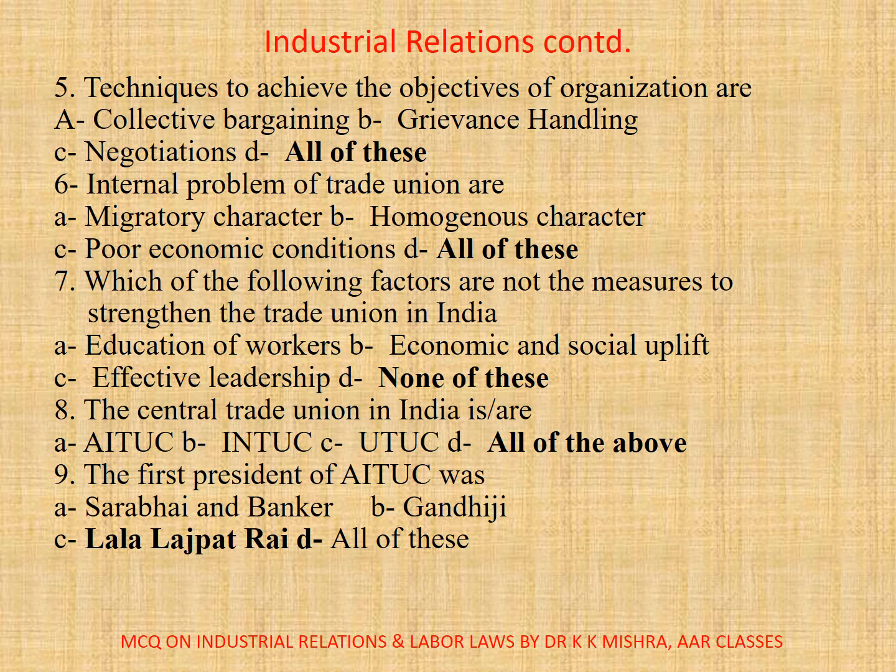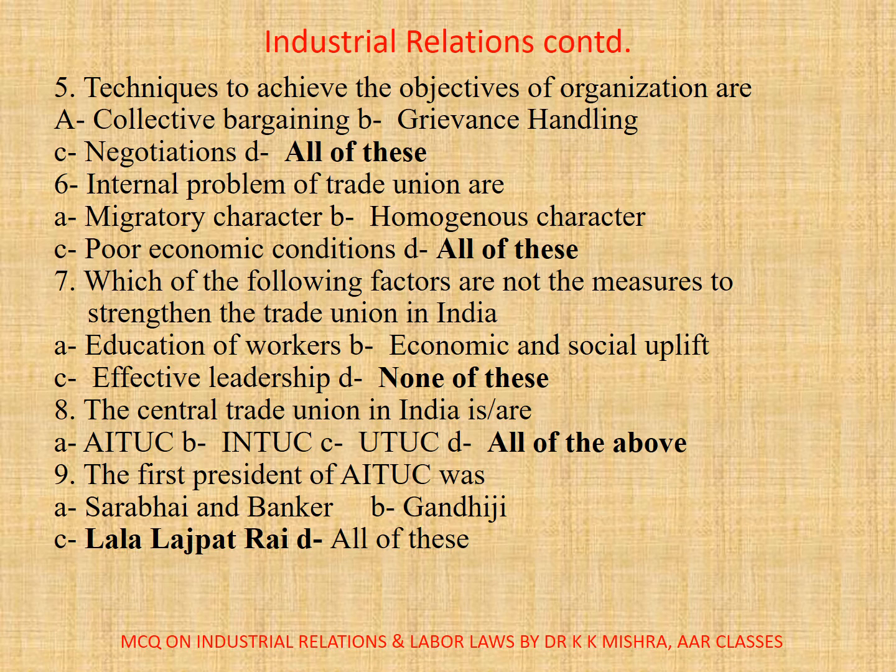All. 6. Internal problem of trade union are A. Migratory character. B. Homogeneous character. C. Poor economic conditions. D. All. Correct option is D. All. 7. Which of the following factors are not measures to strengthen the trade union in India? So the correct option is D. None. 8. The central trade union in India is A. AITUC. B. INTUC. C. UTUC. D. All. Correct option is D.